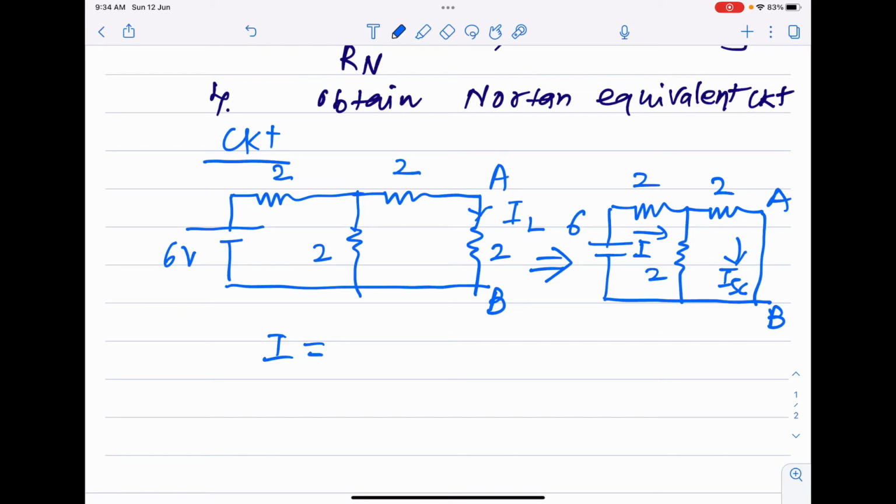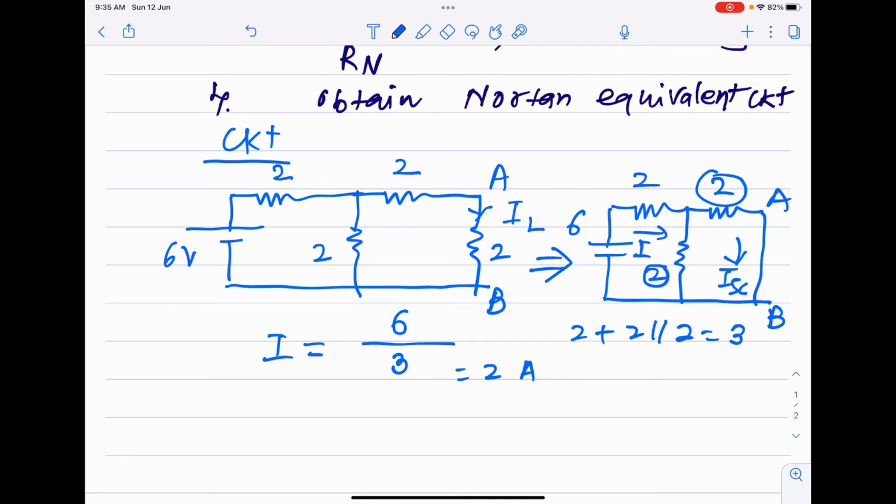So I will be equal to the battery, 6 volt, divided by the effective resistance. This 2 ohm resistance and this 2 ohm resistance will be in parallel with each other. Therefore, their effective resistance will be 1 ohm. So the effective resistance is 2 plus (2 parallel 2), that is, 3 ohm. Therefore, 6 divided by 3, so I will get this current as 2 ampere.